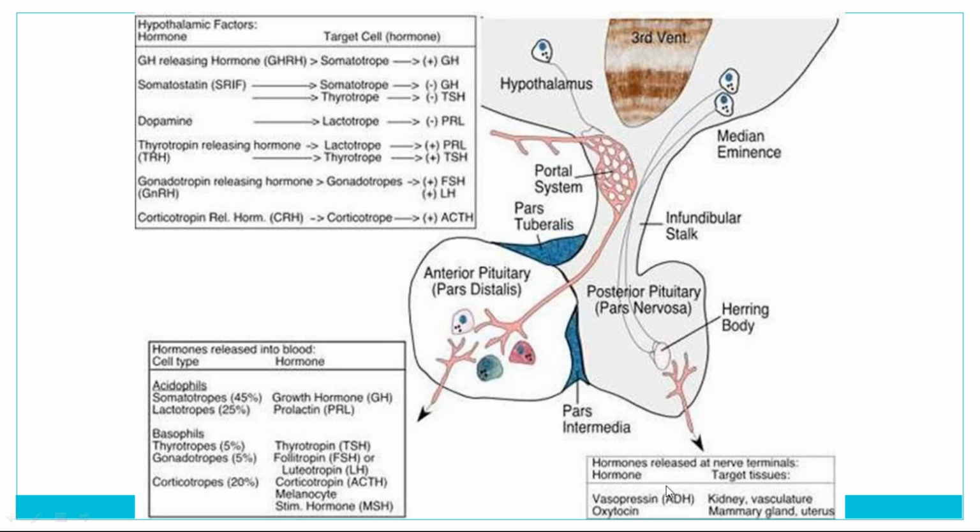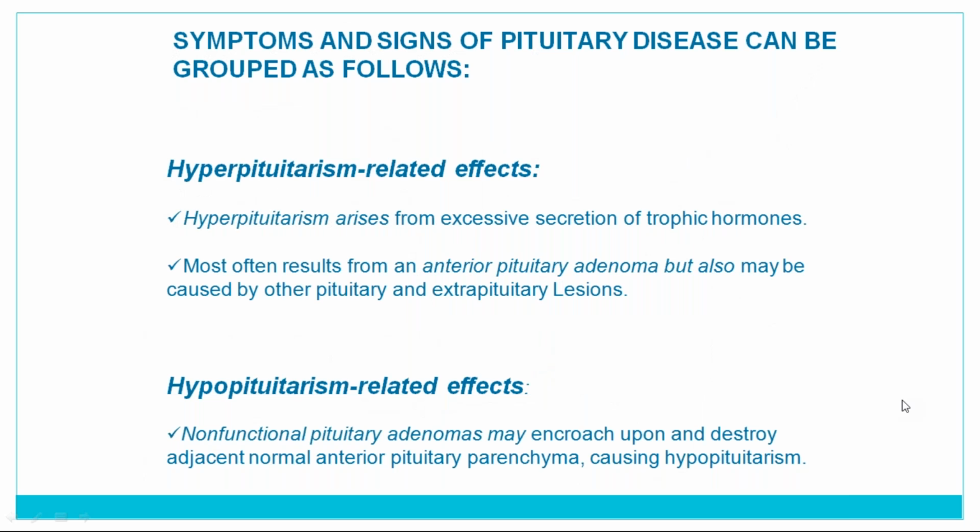These are the posterior pituitary hormones we already know: vasopressin and oxytocin. If you want to divide the symptoms of pituitary disorders into 2 groups, we can call it due to hyperpituitarism related effects. If there is a tumor involving one of these 5 groups of cells, then there will be increased production of the pituitary hormones. Or if there is only mass effect, as we have discussed previously, like Sheehan syndrome, there will be hypopituitarism.